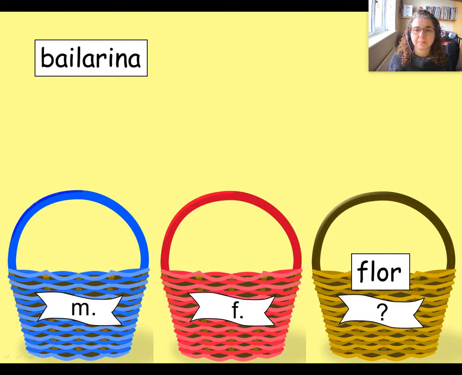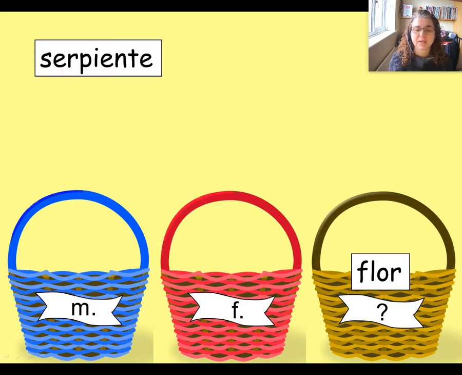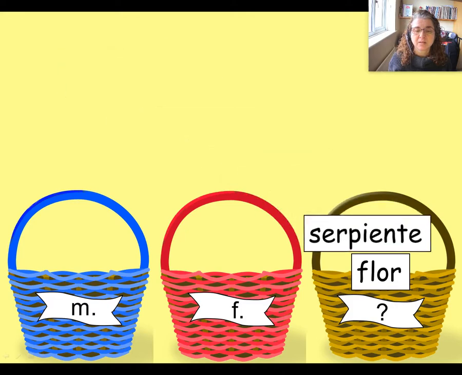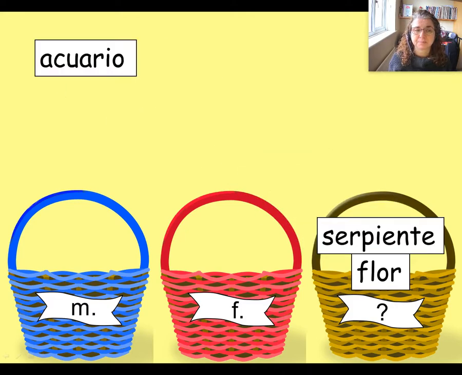How about this one? Bailarina. Masculine, feminine, or don't know? Yep, that's feminine, ends in a. And what about this one? Serpiente. Masculine, feminine, or don't know? That's right, that's another one we don't know because it doesn't end in o or a.